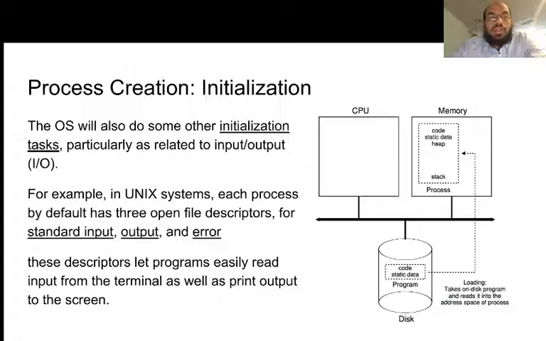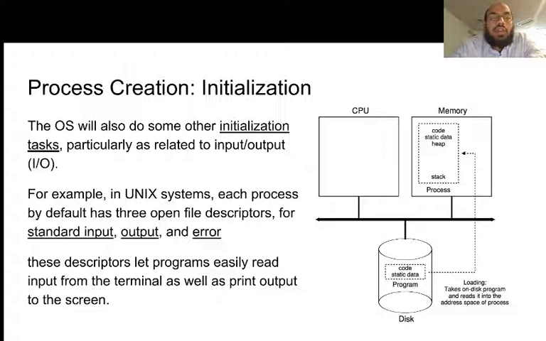The operating system will do some other initialization tasks, for example, making sure that the program has access to the right files, input, output, if it's going to use the GPU, if it's going to use the screen, and so on. For example, for each Linux or Unix process, you have by default 3 open file descriptors. The first one is standard input, the second one is standard output, and the third one is error. And these are basically 3 files.